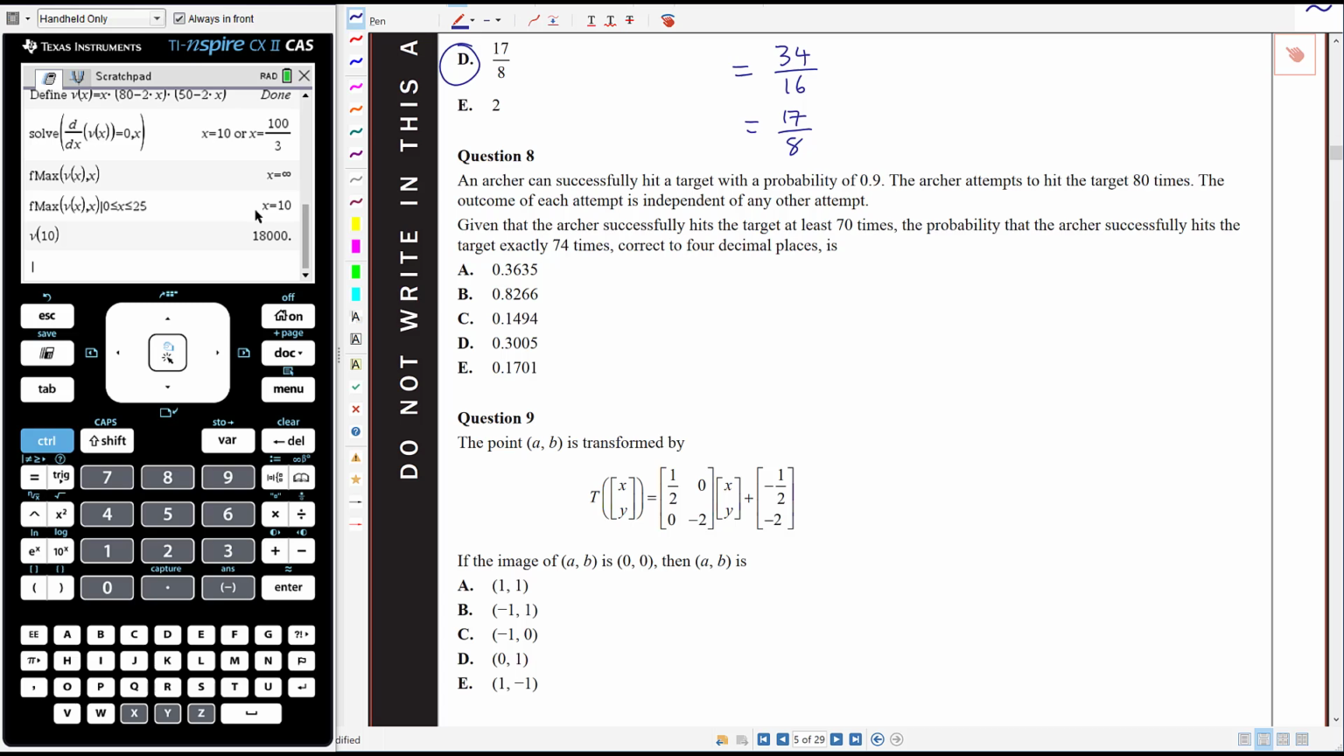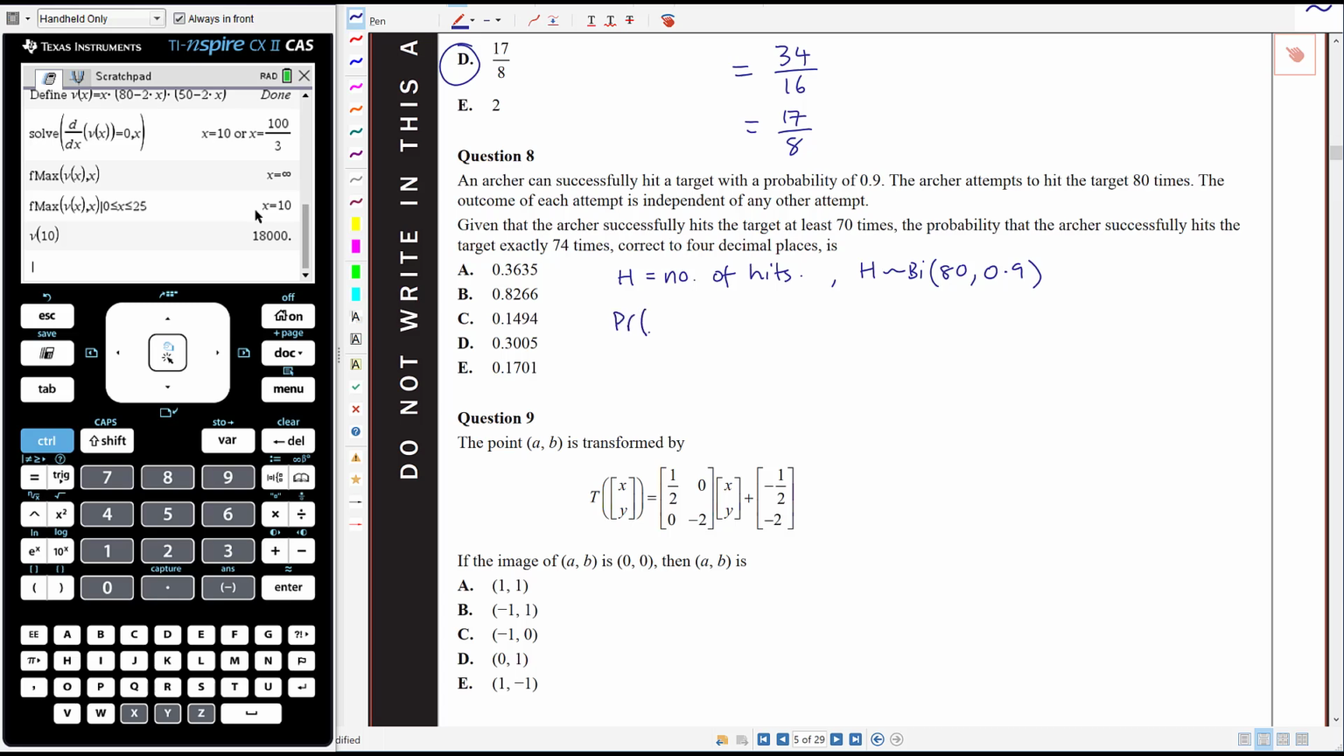Given that the archer successfully hits the target at least 70 times, the probability that the archer successfully hits the target exactly 74 times, correct to 4 decimal places, is. Okay, so we've got H is the number of hits, and H is a binomial variable, where n is 80. He attempts to hit the target 80 times, and he can successfully hit the target with a probability of 0.9, so p is 0.9. Okay, define your variable.